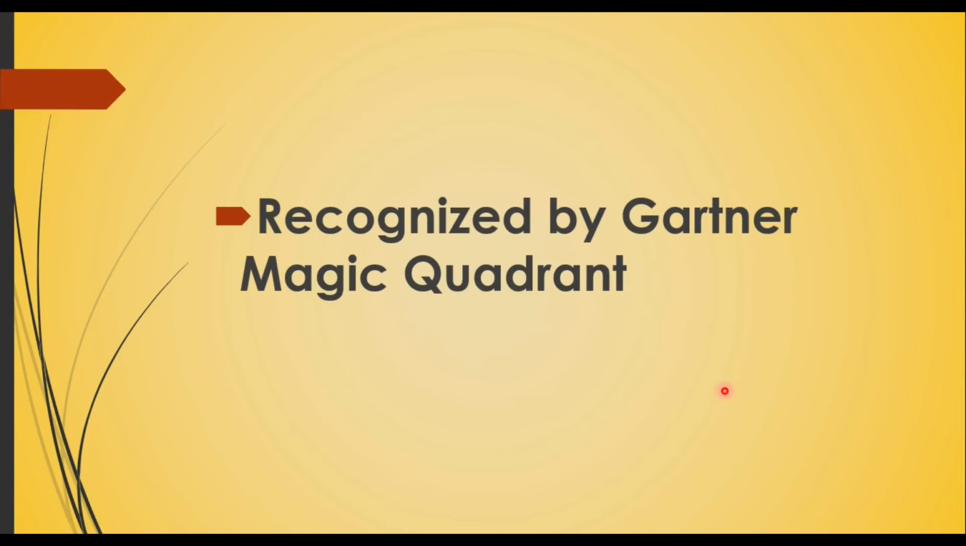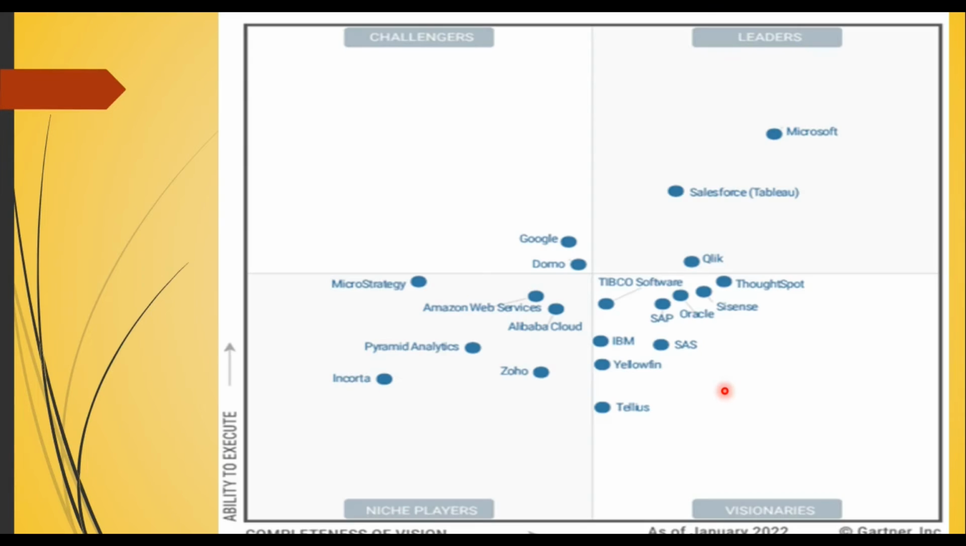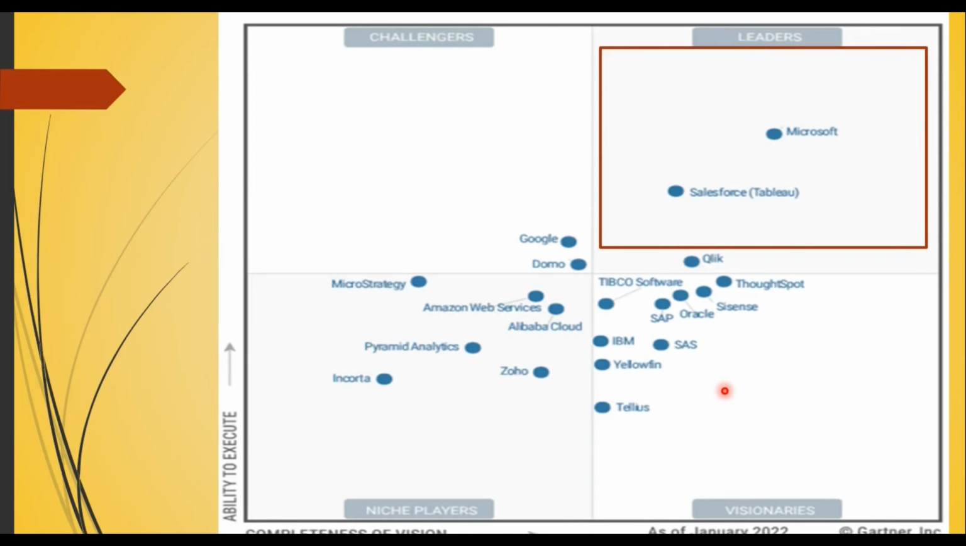The fifth one is the Gartner Magic Quadrant. The Power BI tool is recognized by Gartner company. Gartner is a company which learns and understands different technologies, different tools, and publishes one report each and every year. This report is for January 2022, and here you can see Microsoft Power BI. Microsoft is in the leaders quadrant. Microsoft is not just Power BI, it has different tools, but still it is at the topmost in the leaders quadrant.